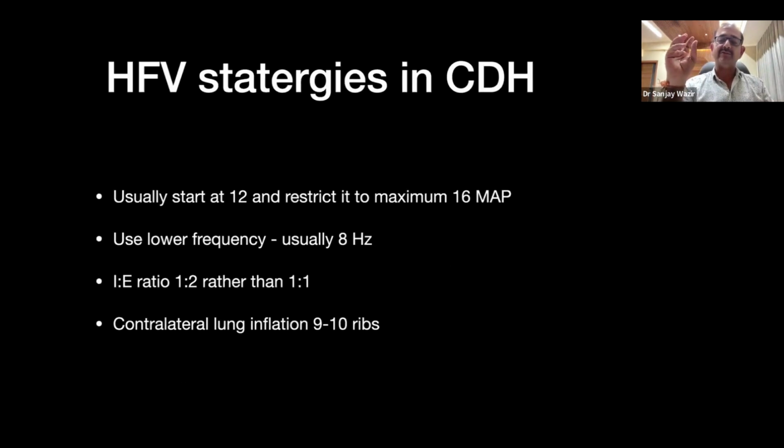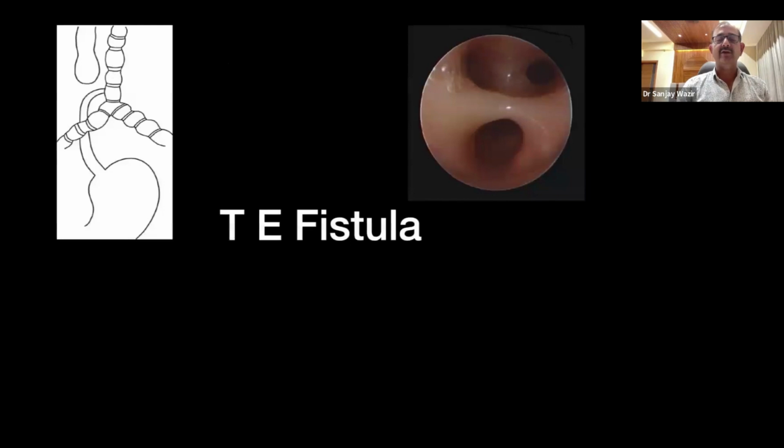We know people are talking about an open lung strategy where they go up to 20, 22 in otherwise normal lungs, like RDS, but that is a strategy for RDS, not for a hypoplastic lung. You use a lower frequency, I:E ratio of 1:2, and again look at the other lung to determine what kind of inflation you need.